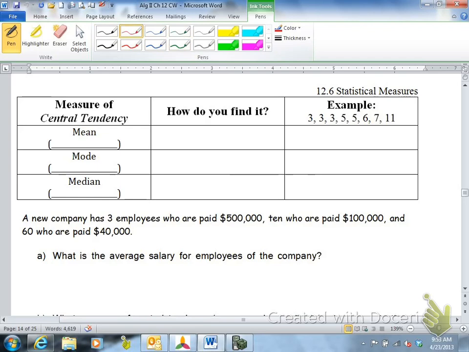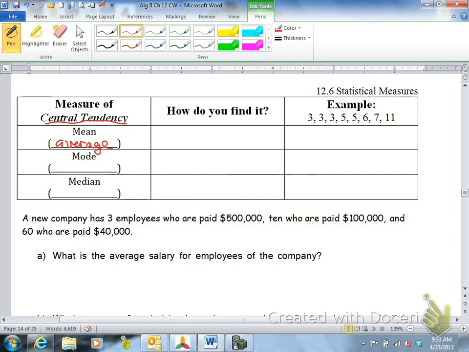Measure of central tendency. A measure of central tendency is one number that describes the center of a data set or a bunch of numbers. So the most common that you're familiar with, I'm sure, is the mean. You're often wondering what your class average is, or your test average. Mean is an average.